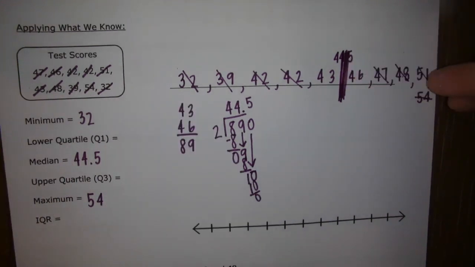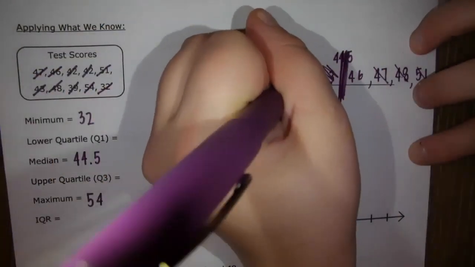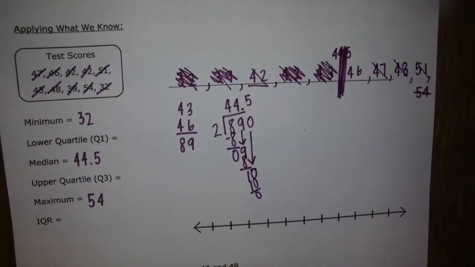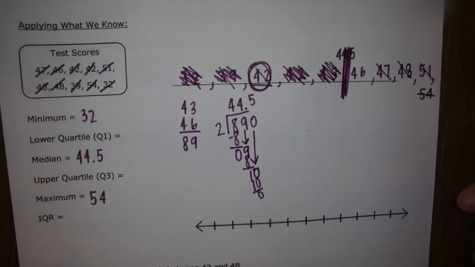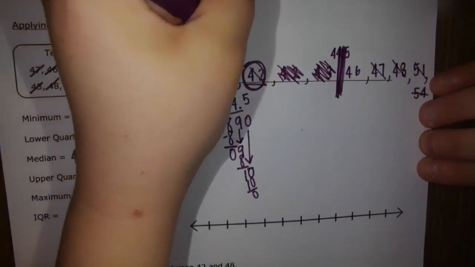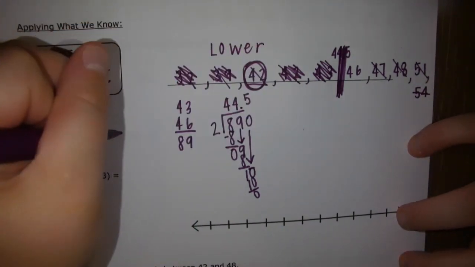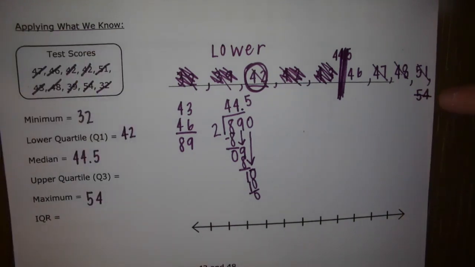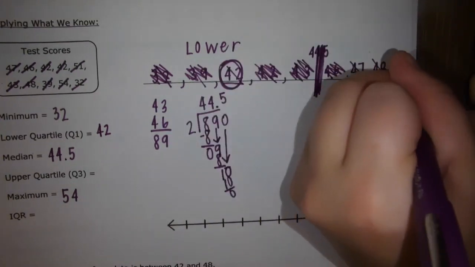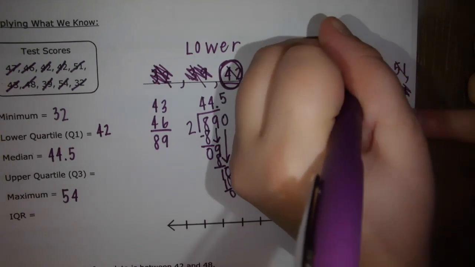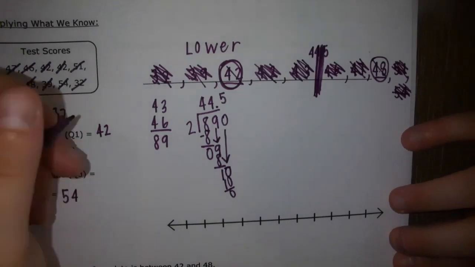My lower quartile is here. I'm going to start crossing off. And I'm left with 42. 42 is going to be my median of my lower half of data. So that is going to be referred to as my lower quartile. So I have 42 there. And then I'm going to do the same thing on this half of the data. I'm going to cross through 46, then 54, 47, then 51, and 48 is going to be my upper quartile.